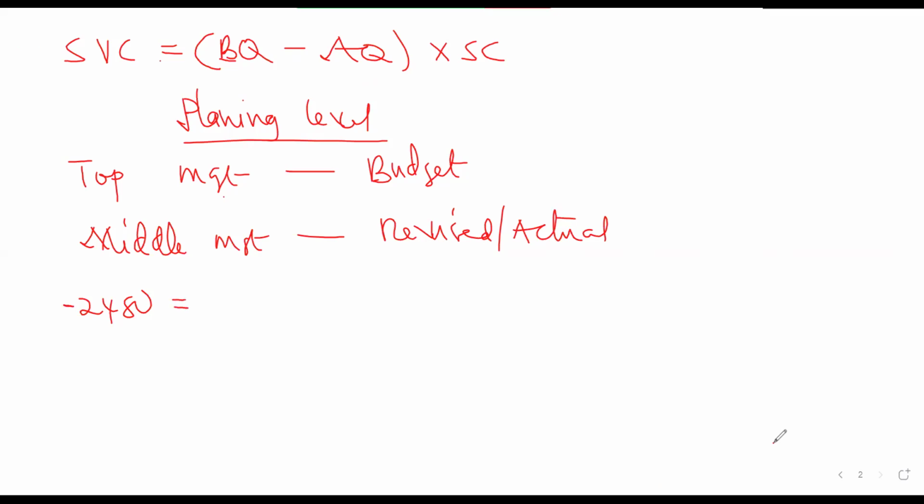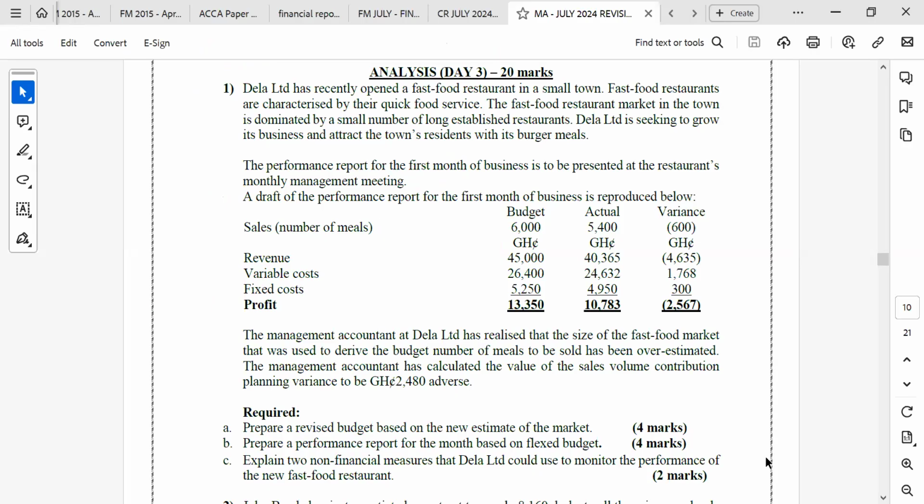So negative 2480 is equal to our budgeted quantity, which is 6,000, minus our revised amount, which is the actual for the middle level people. Do we know that? No. So you just leave it like that. You have to find your revised amount. Then multiply by the standard contribution. Can we find the standard contribution? Someone should help us find the standard contribution per unit.